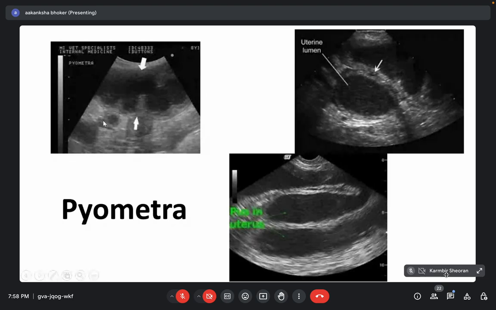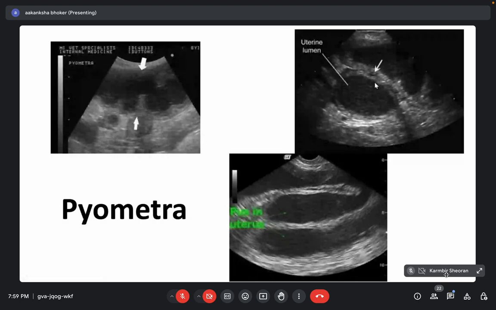It will curl and it will be scanned in different planes. So these pseudoseptations can be seen. These are pus within the uterus, and these horns are just turning around to accommodate the space for themselves. Here also we can see hypoechoic content within the uterine lumen. So these are examples of pyometra.